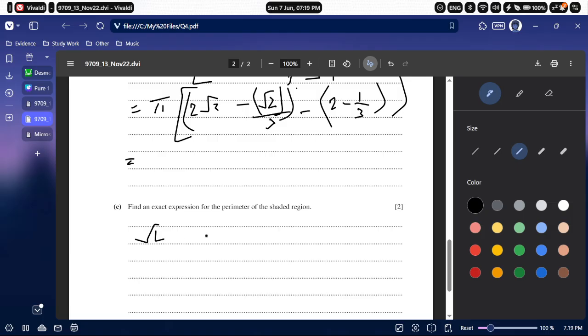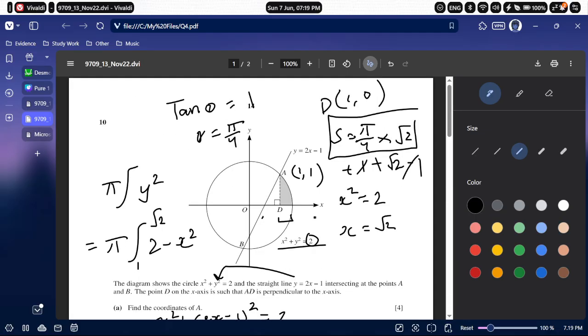So you get root 2 plus root 2 times, oh my god, bad handwriting. And you can just factorize out root 2 if you want. So you get root 2 the whole times 1 plus pi by 4. Yeah, that's pretty much it for this. I hope you understood what I did.